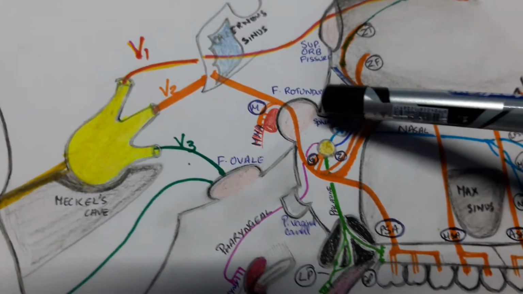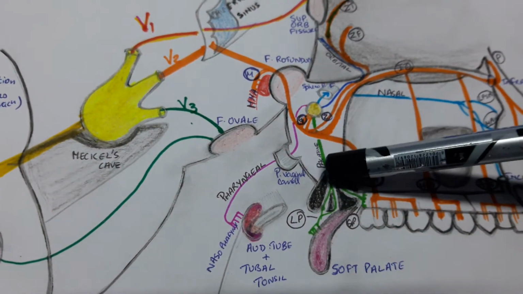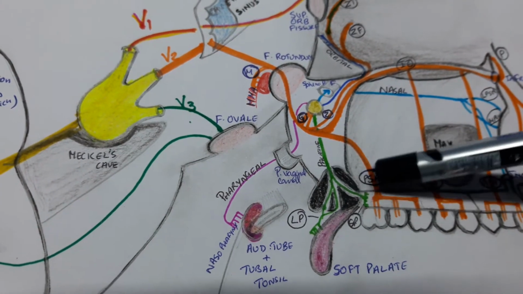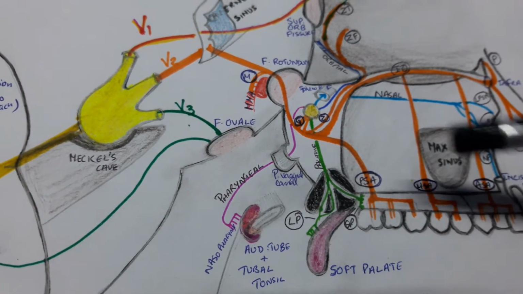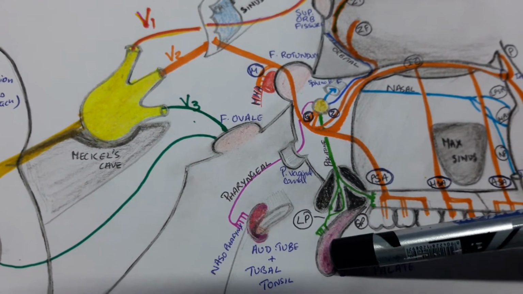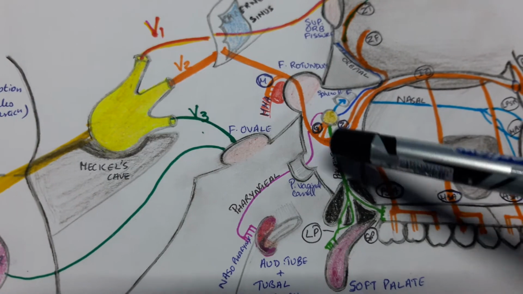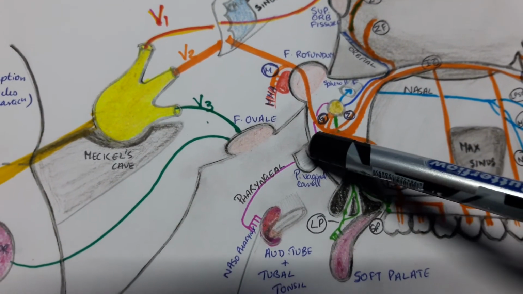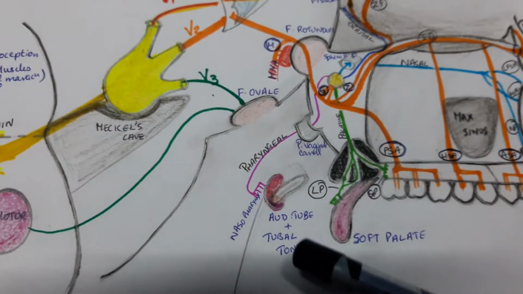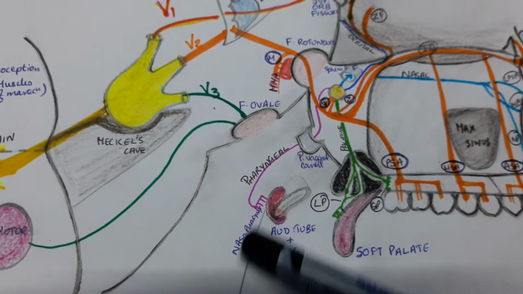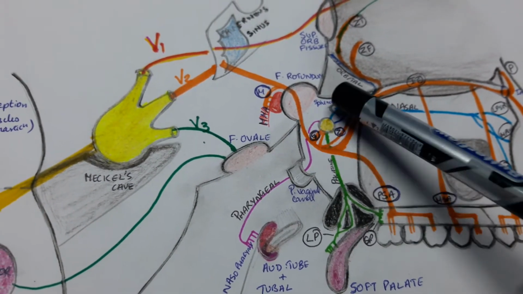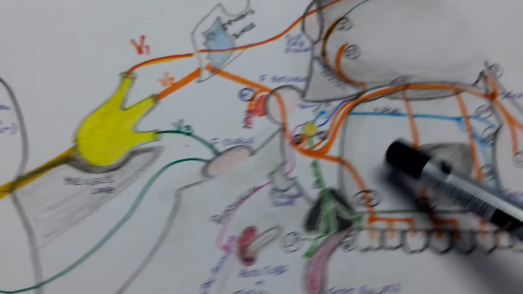Then we have the palatine branches that will enter through the pyramidal process of the palatine bone. And here you have the greater palatine nerve that supplies the posterior hard palate, and the lesser palatine nerve supplying the soft palate. Then we also have the pharyngeal branch that enters through the palatovaginal canal to supply the nasopharynx behind the auditory tube and tubal tonsil. So these are the branches in the pterygopalatine fossa.